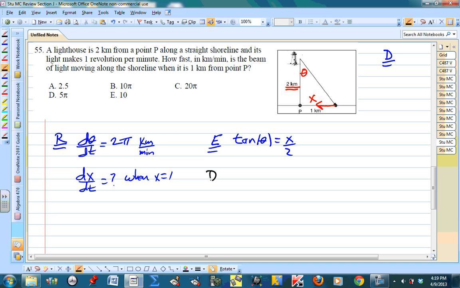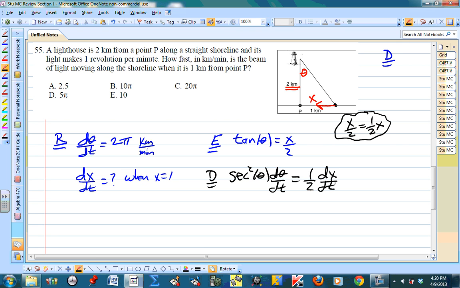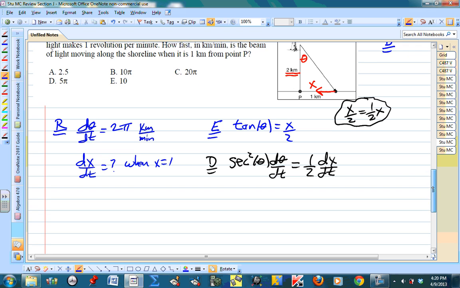Okay. Let's differentiate this thing. The derivative of tangent is secant squared. The derivative of theta with respect to t is dθ/dt. Now remember, x over 2 is the same thing as saying 1/2 x. So the derivative of 1/2 x is just going to be 1/2. And the derivative of x with respect to t is dx/dt. Now we'll substitute and solve.